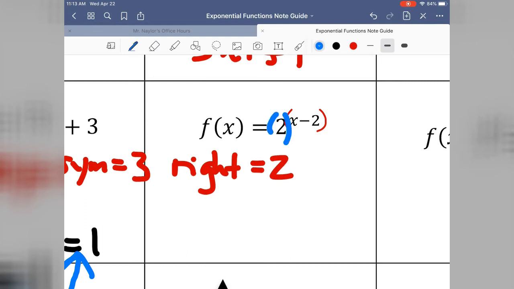Now, we also have the base. Remember that all the base does is it determines if it's going to be growth or decay. Once again, we have a number greater than 1, so it's a growth equation.